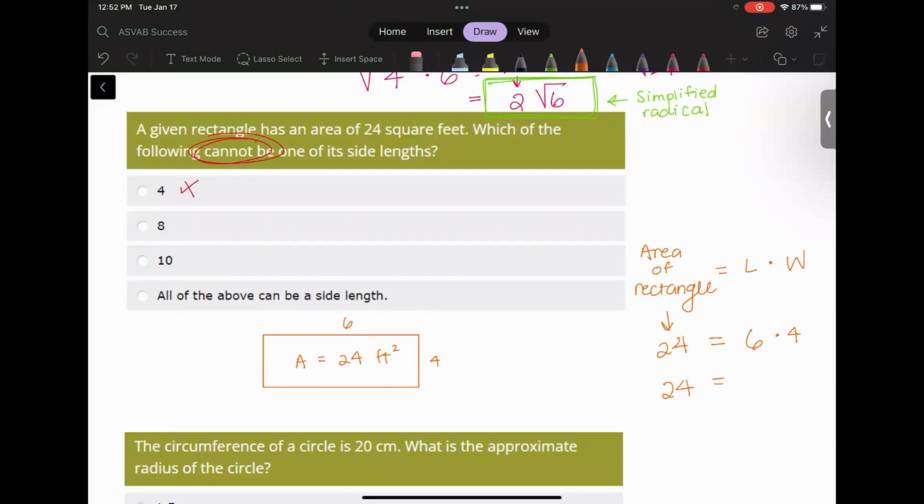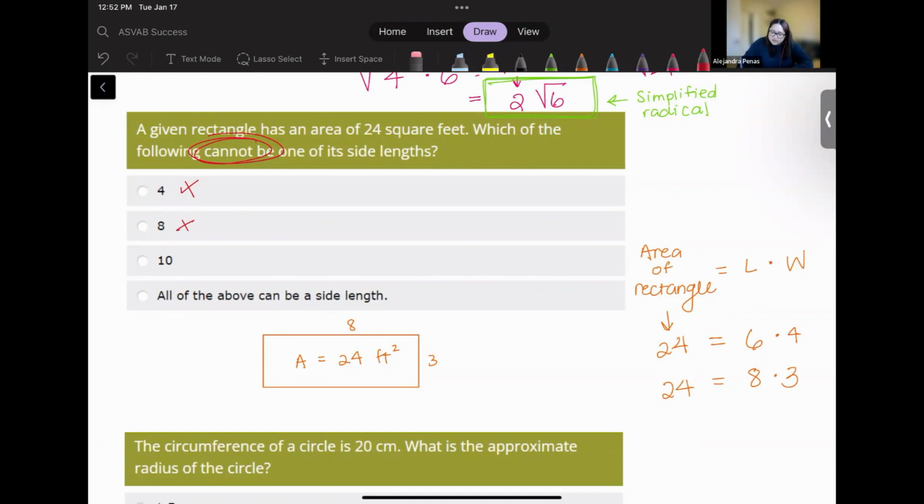Okay, what other two numbers can I multiply to get 24? 8 times 3. 8 times 3, very good. So that means that this could be 8, this could be 3. So that means that this cannot be the answer because it works. So we're looking for the one that does not work.